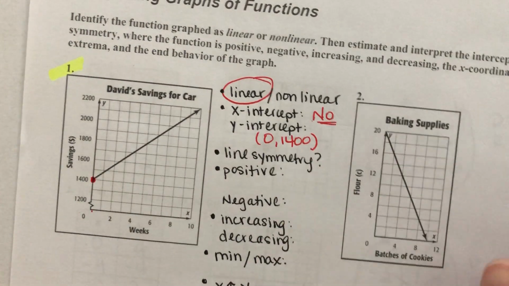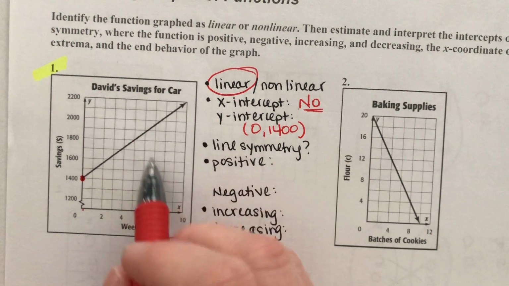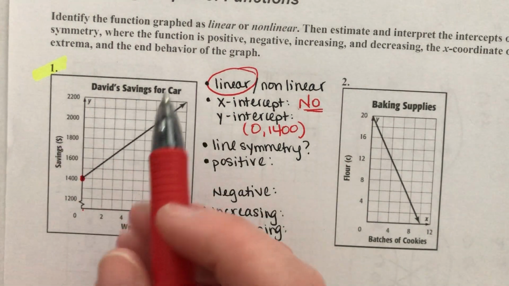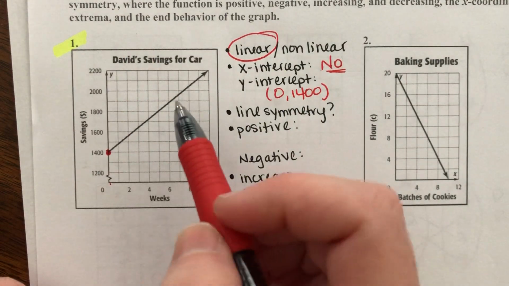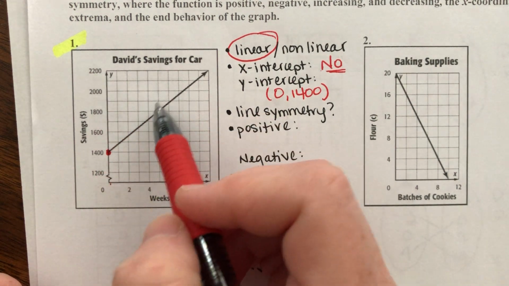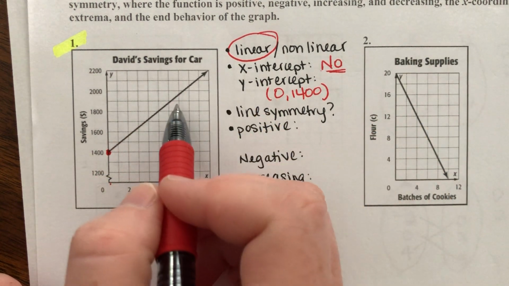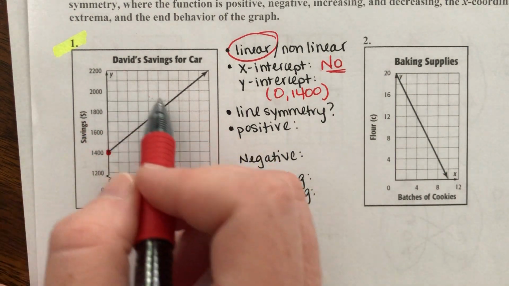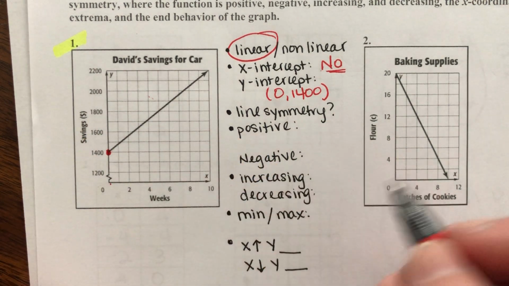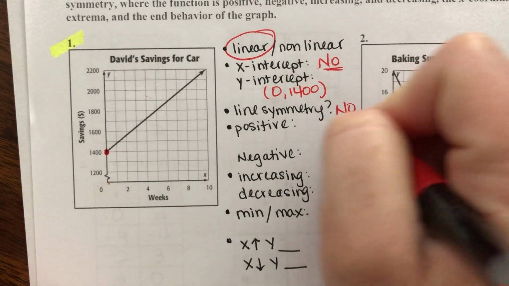Is there any line symmetry? Can I draw a vertical line anywhere and fold my graph in half and it match up? No. Our graph would have to look like a V for us to be able to fold it in half and it match up. If we folded it in half here, one side would go up and then this side goes down. So there is no line symmetry.